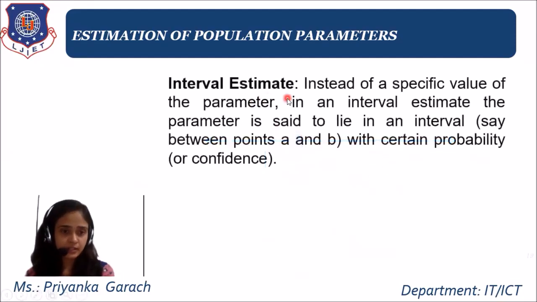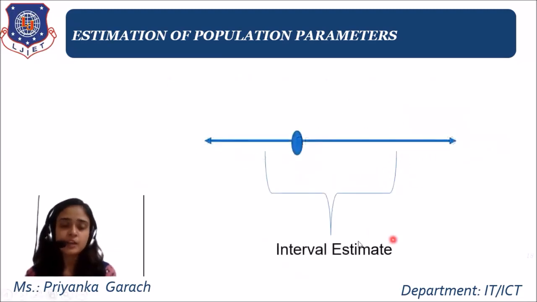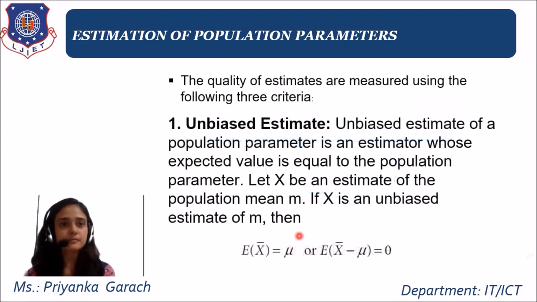So the definition of the interval estimate is like this: instead of a specific value of the parameter, in an interval estimate the parameter is said to lie in an interval, say between the points A and B, and you have to give some certain probability or confidence for the numbers which lie within that interval. So this is the difference between the point estimate and the interval estimate. Now, the next one is the estimation of the population parameters. We have to see the following three criteria for the quality of the estimates.